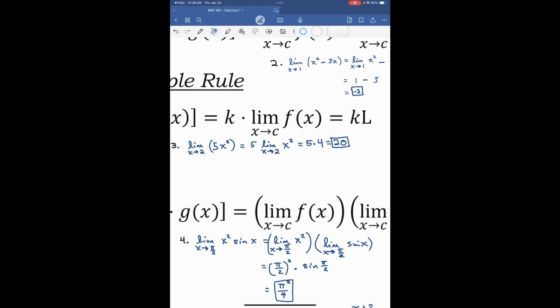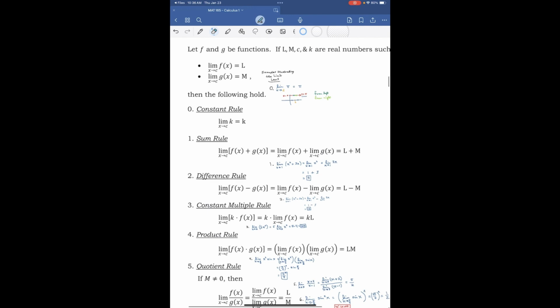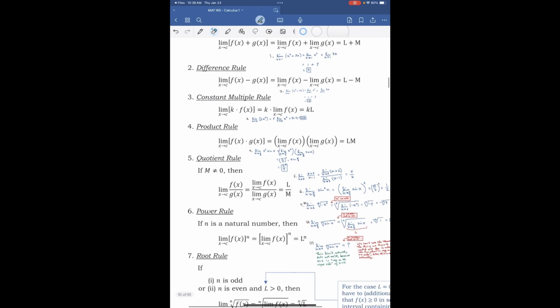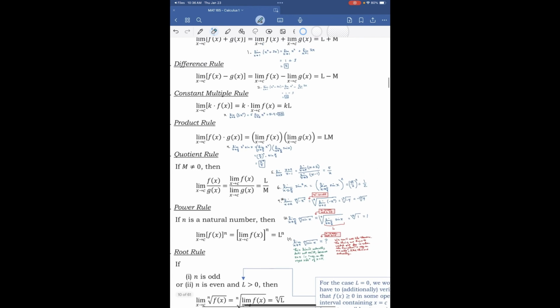Okay, so that's a couple of examples so far. Let's see what we have left. We have the quotient rule, the power rule, and the root rule. I have an example of each one of those. So let's start with the quotient rule.